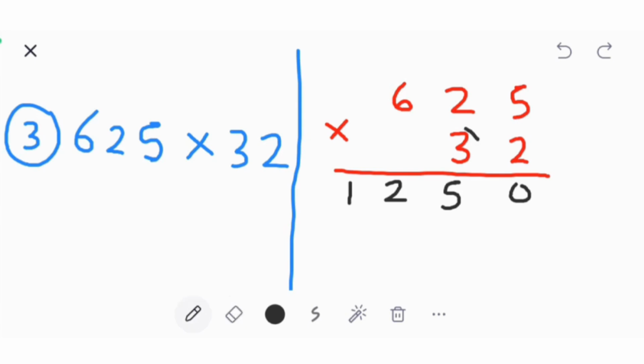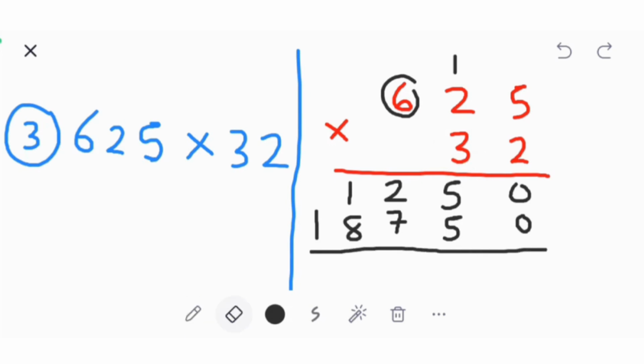It's time for this 3 to also visit all the numbers at the top. But before you use 3, you have to put a 0 first. Now let's use 3. You do 3 times 5, which is 15. Okay, you write down 5, you put 1 here. Then you do 3 times 2, which is 6, plus this 1 on top, you have 7. Then finally, you do 3 times 6, that gives 18. You write down the full 18 because 3 has visited all the numbers at the top.